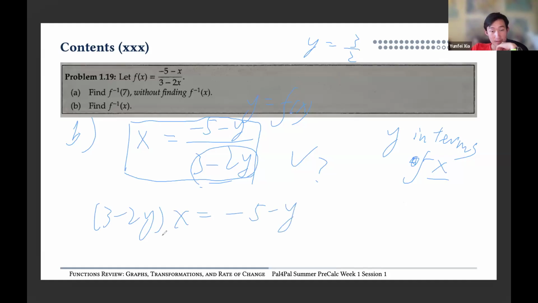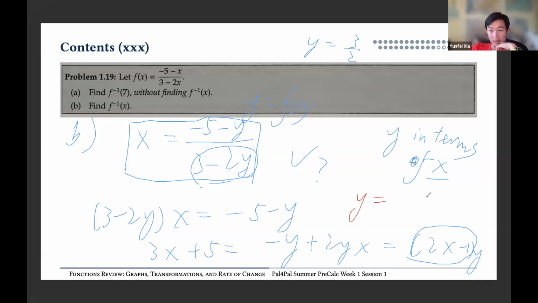So 3x plus 5 is equal to negative y plus 2yx. Taking y out, you have 2x minus 1 times y. Dividing this on both sides, you have y is equal to 2x.